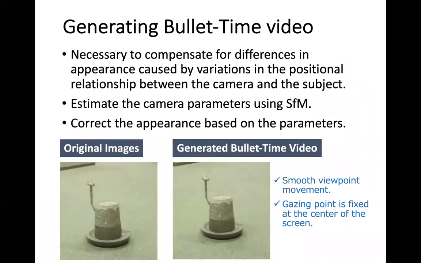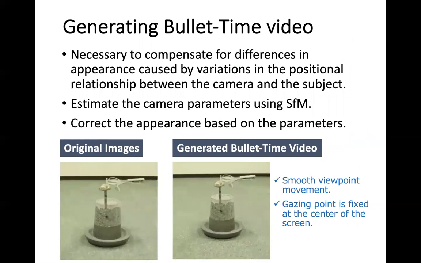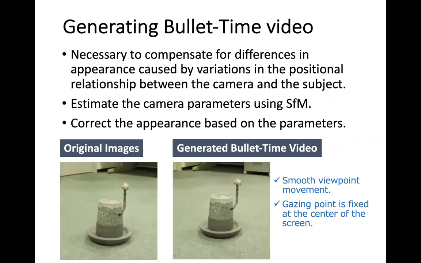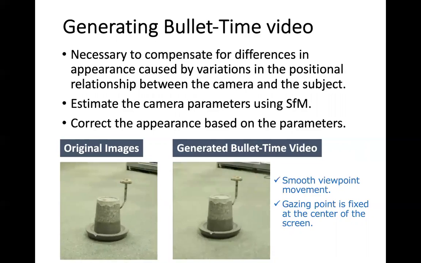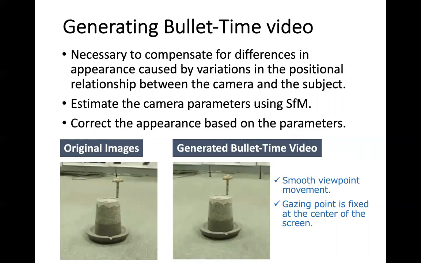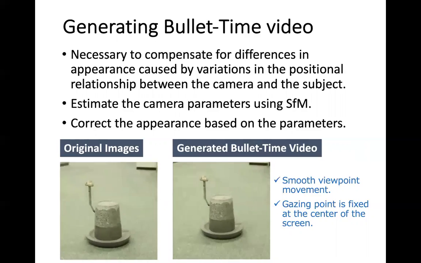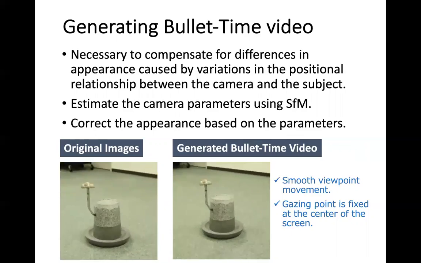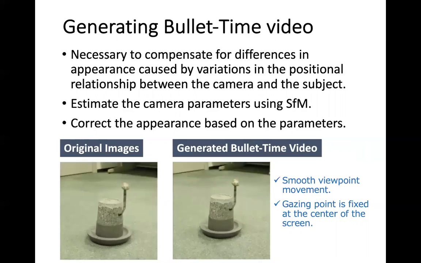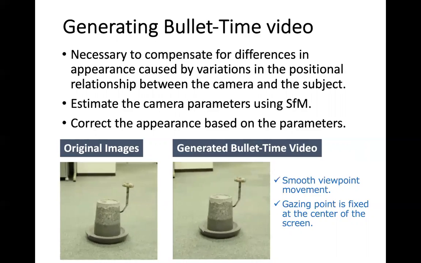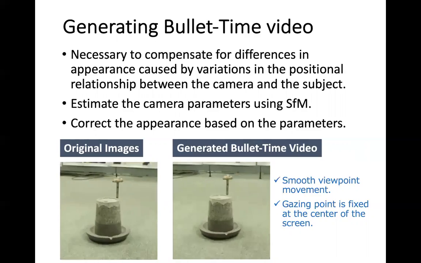When generating bright time video, I would like to note one thing. As you see at the left bottom video, it is necessary to compensate for differences in appearance of original images caused by variation in the positional relationship between the camera and the subject. So our system estimates the camera parameters using structure from motion, SFM, and corrects the appearance based on the estimated parameters. As a result, smooth viewpoint movement is realized and the gazing point is fixed at the center of the screen.